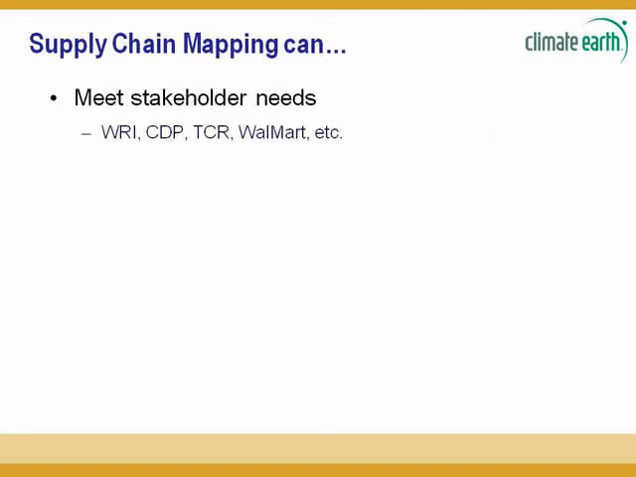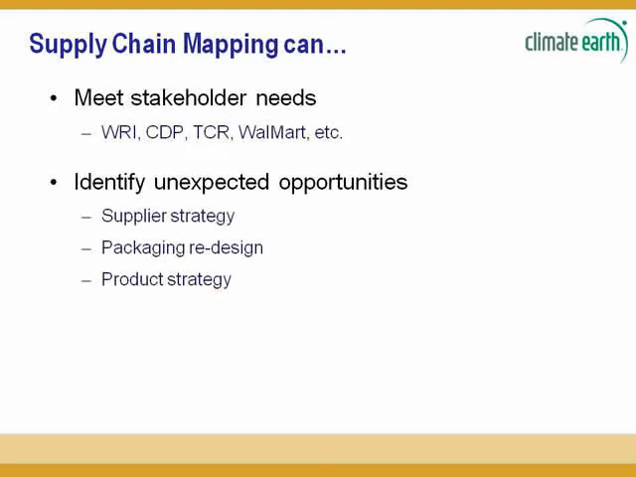So in conclusion, Chris talked about how supply chain mapping can meet different stakeholder needs and is actually being driven by different stakeholders, including the World Resources Institute's emerging standards and Walmart's interest in supply chain environmental impacts. We talked about how supply chain mapping can identify unexpected opportunities. So we saw how supplier strategy emerged from looking at grain production for dog and cat food manufacturing. We looked at how, when we looked at beer production, because the cans and the glass bottles were the biggest part of the footprint, packaging redesign was a new and unexpected opportunity.